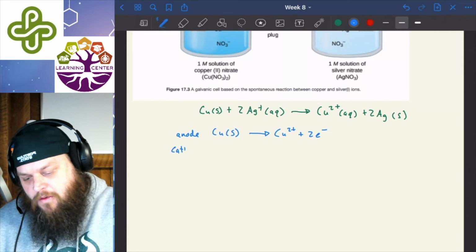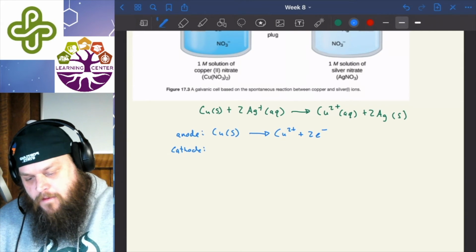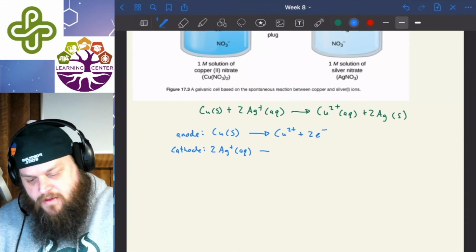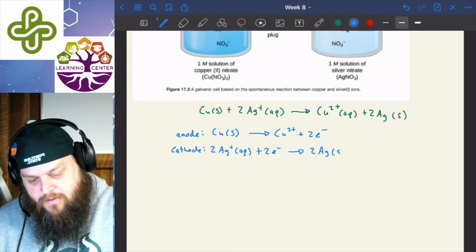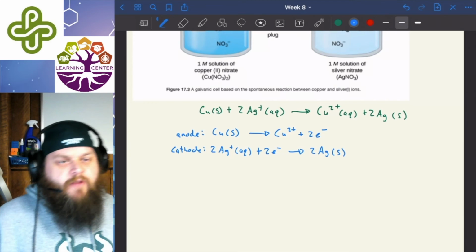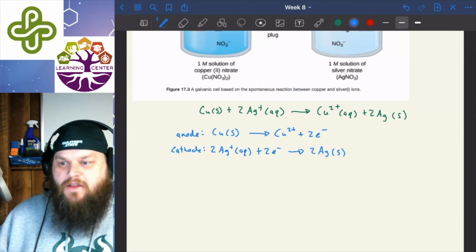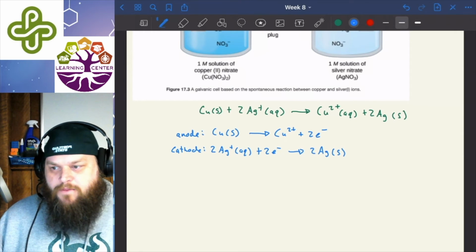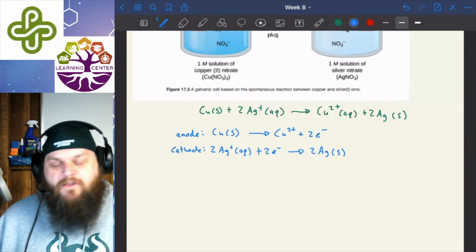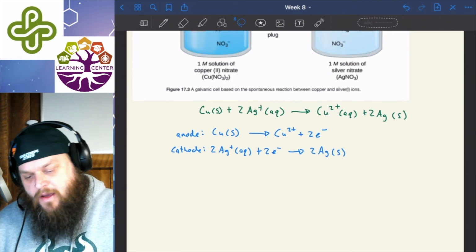Writing out the cathode, that's just going to be our 2 silver plus aqueous, and I should add to that 2 electrons. Produces 2 of the silver solid. Those are just our half reactions that we were dealing with last week when we talked about oxidation and reduction reactions. So now we can find the standard cell potentials of these 2 half reactions.